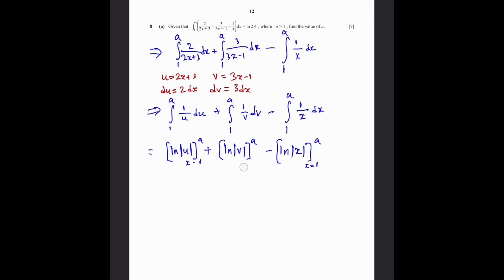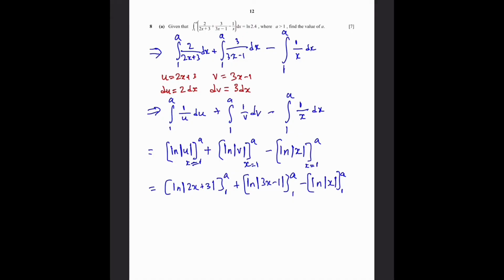We can't just substitute a and 1 here directly. So that's to be x equals, and therefore we write these u and v in terms of x again. We just unsubstitute them. So ln of 2x plus 3 from 1 to a plus ln of 3x minus 1 from 1 to a minus ln of x from 1 to a.